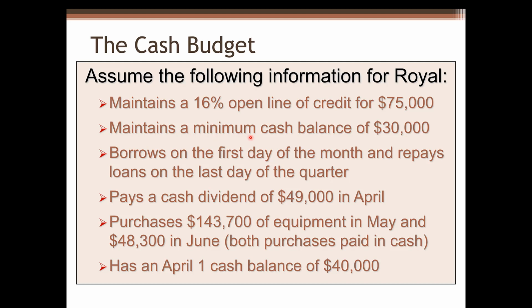Maintains a minimum cash balance of $30,000. Borrows on the first day of the month and repays loans on the last day of the quarter. Pays a cash dividend, $49,000 in April. Purchases $143,700 of equipment in May and $48,300 in June. Both purchases are paid in cash. And has an April 1st cash balance of $40,000.